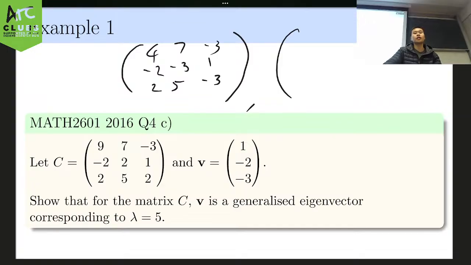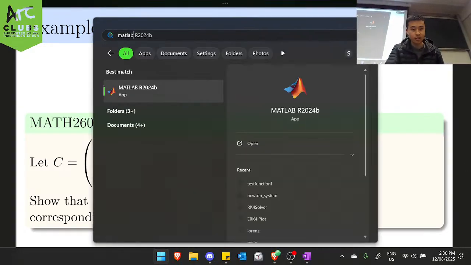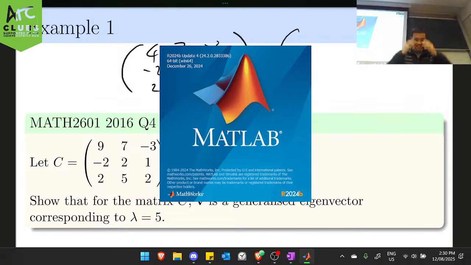So I have to do this matrix multiplication, that thing multiplied by itself. At this point I'm just gonna cheat and use MATLAB. Yeah. Wow. At least it's not Maple.